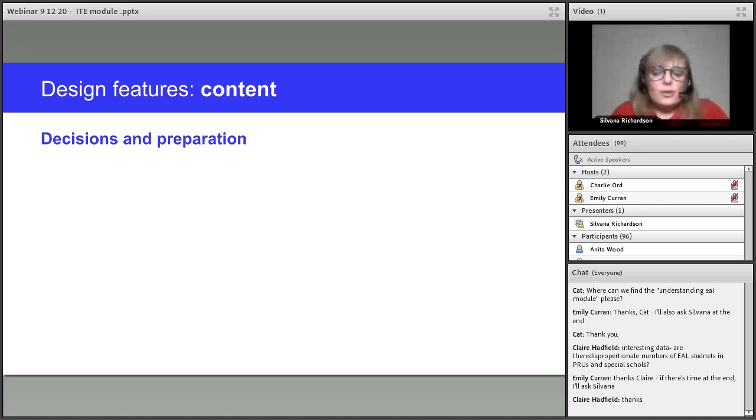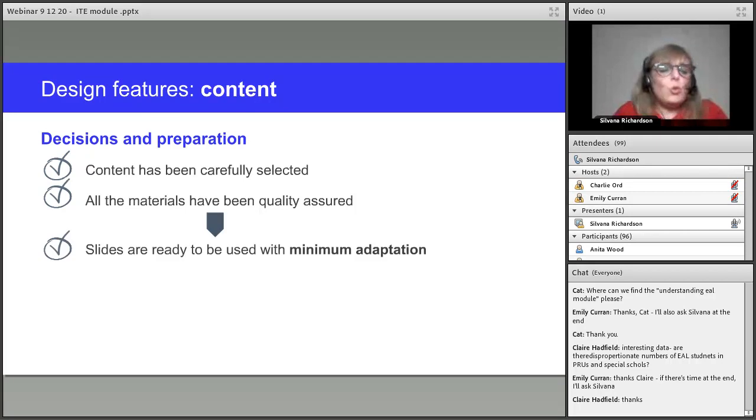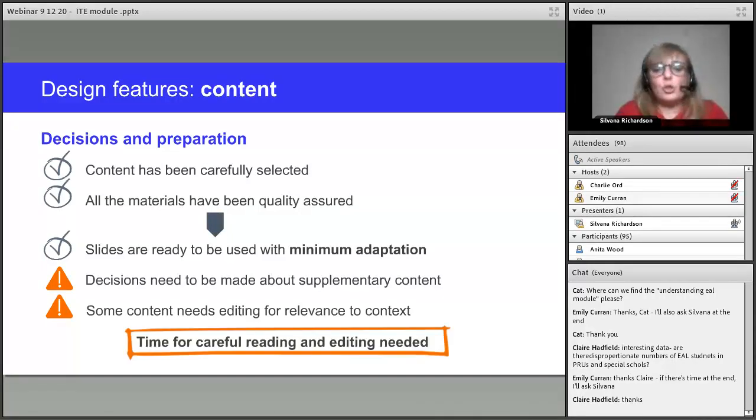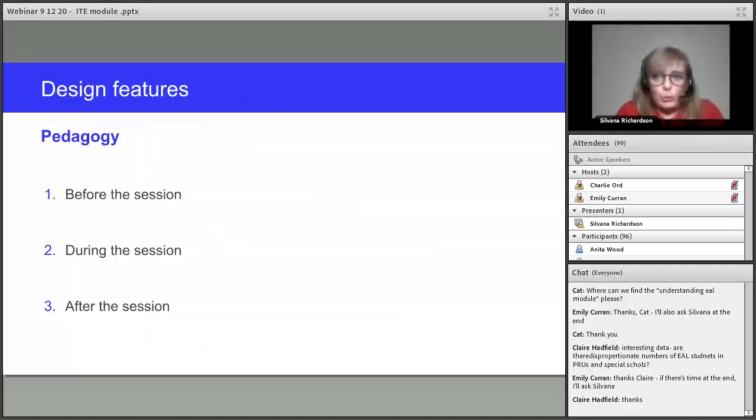Now, what this actually means is that you have to make some decisions and you do have to prepare to use this material. I would say rest assured that the content has been carefully selected. We spent quite a lot of time trying to think of what was relevant. And all the materials have been quality assured, and the slides, therefore, are ready to be used with minimal adaptation. However, it's really important to put across this idea that decisions need to be made by you, the ITE provider, about supplementary content, and that some content needs editing for relevance to your context. It's not something that you can pick up five minutes before doing a session. I'm not suggesting for a minute that you do that, but you do need some time for careful reading and editing before you use these materials.